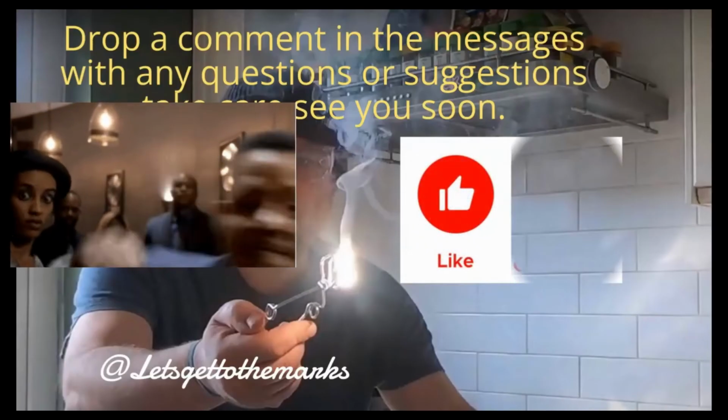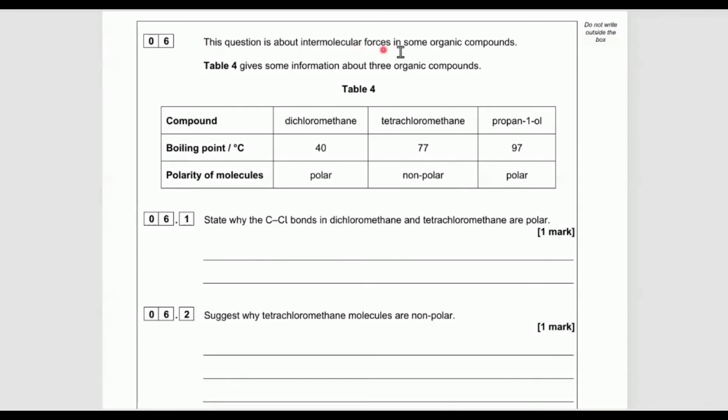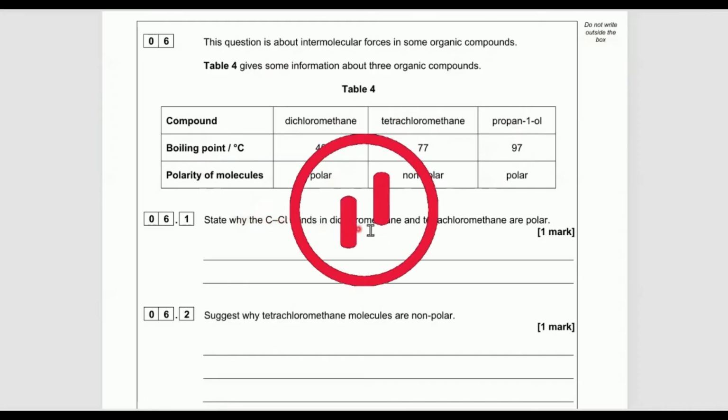Let's get to the marks. Questions about intermolecular forces in some organic compounds. Table 4 gives us some information about 3 organic compounds. We've got their boiling points and the polarity of the molecules. State why the CCl bonds in dichloromethane and tetrachloromethane are polar. Why don't you pause the video, have a go at the question, and then watch the walkthrough.